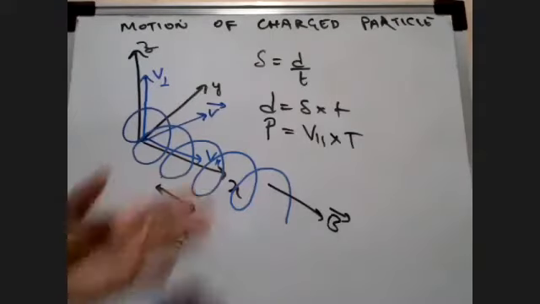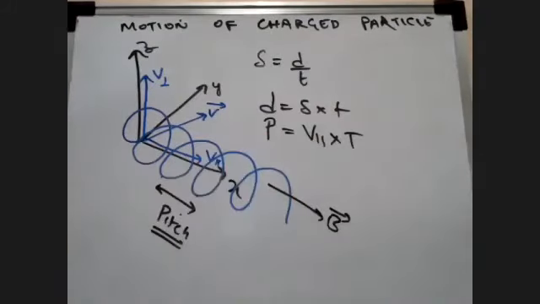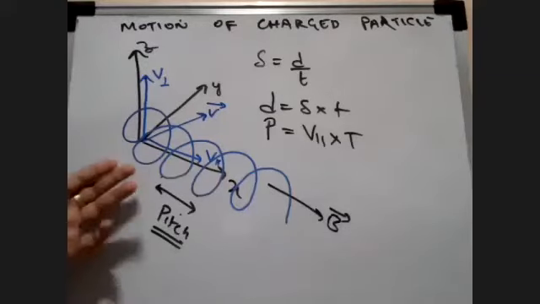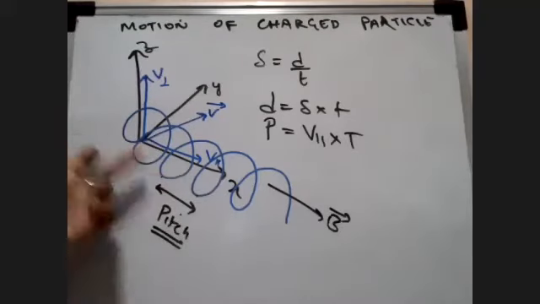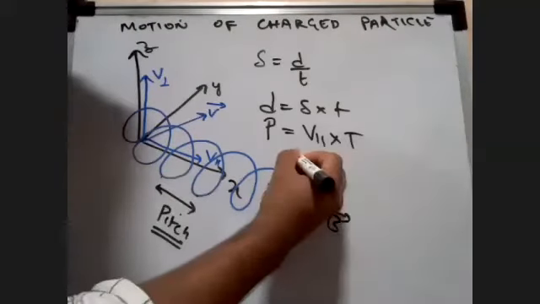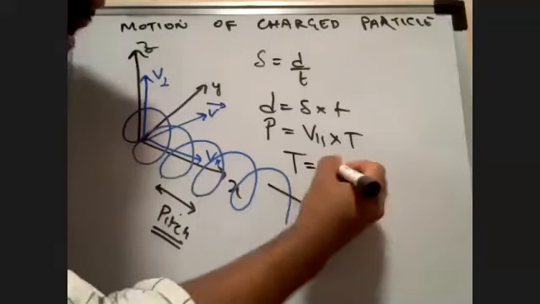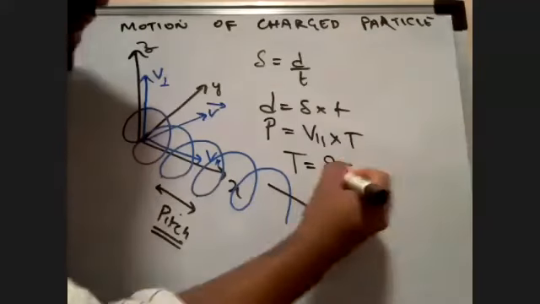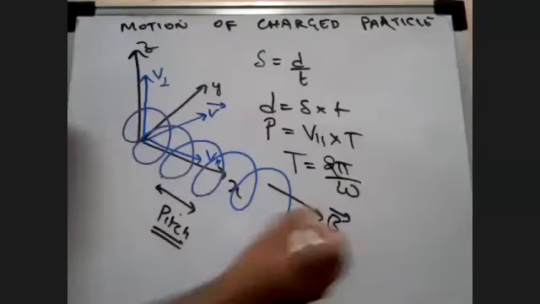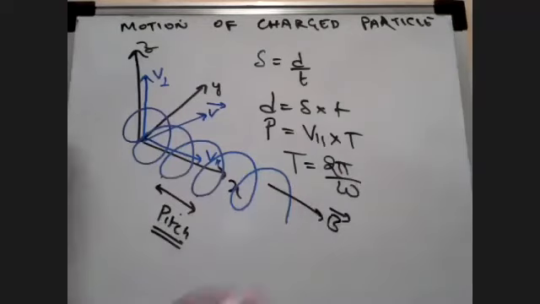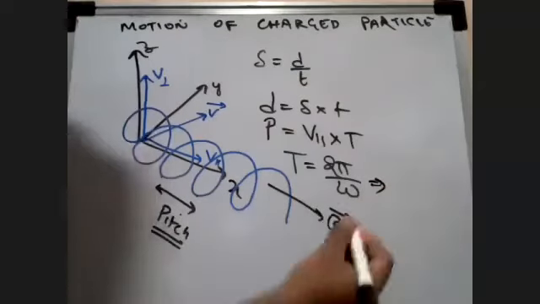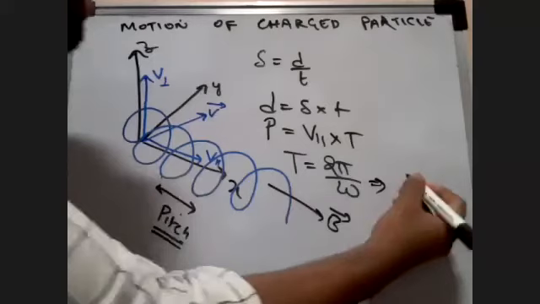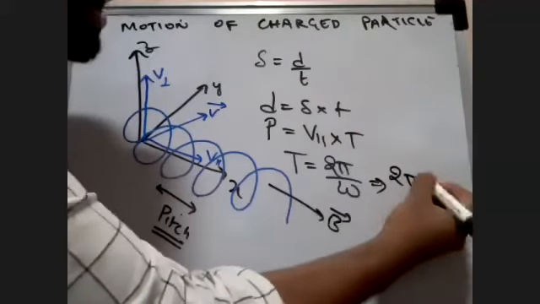Okay, pitch is simply V parallel into time. Now we know what the time period is. What is the time period? Time taken to move from one point to the other point of the rotation. According to our circular motion, we have studied that time period is equal to 2 pi upon omega, where omega is the angular frequency, and omega is V by R. Substitute that value, you will get 2 pi R by V.